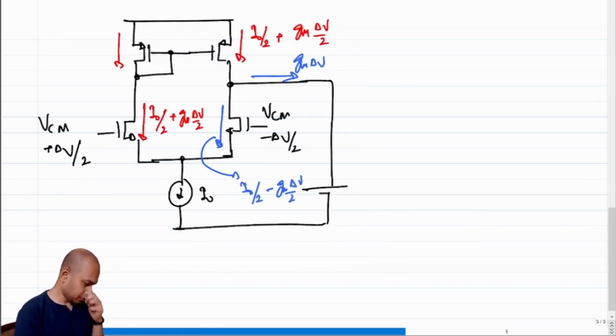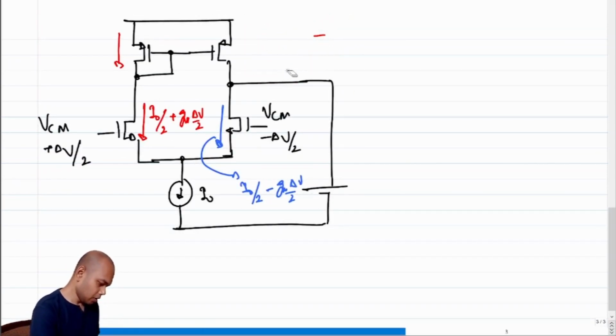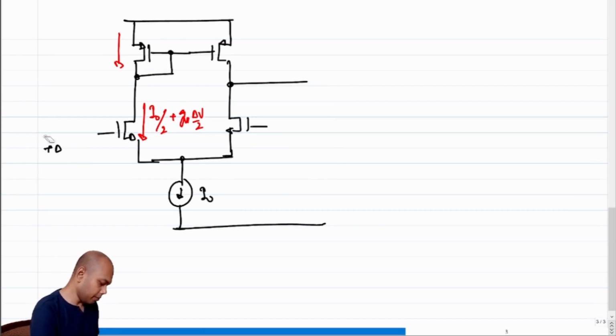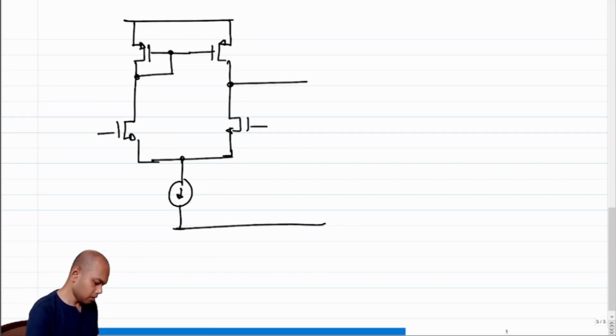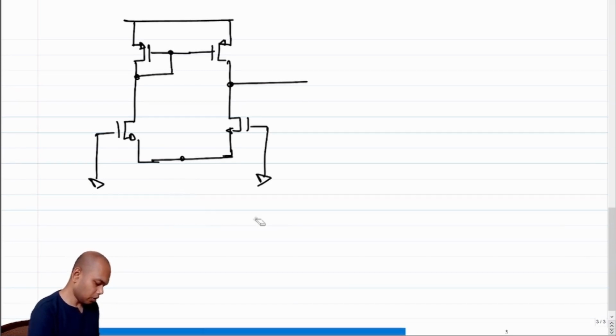Okay, so in order to figure out output resistance, what should I do? Incrementally, what should we do? We are talking about incremental output resistances. Incrementally, we should short the inputs, correct? So this current source also goes off.